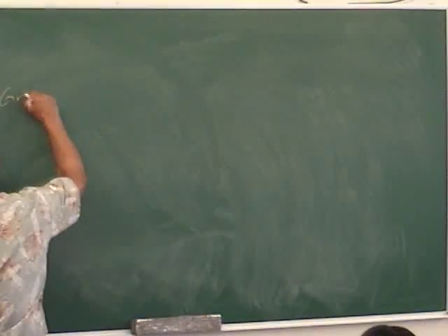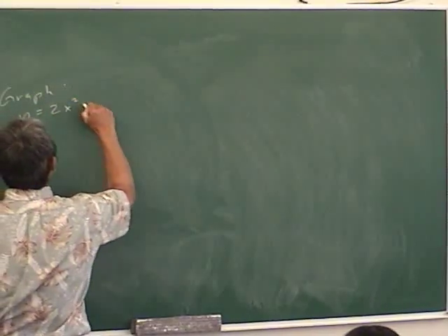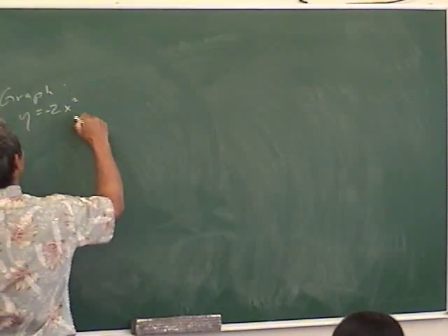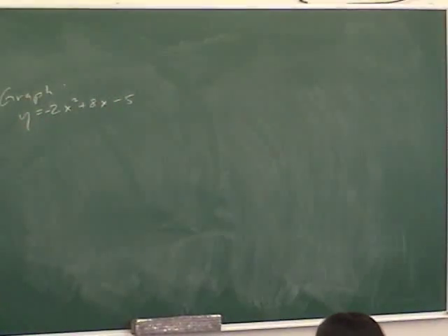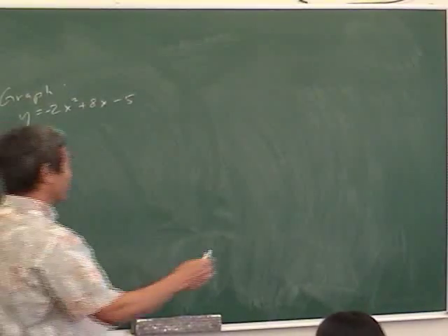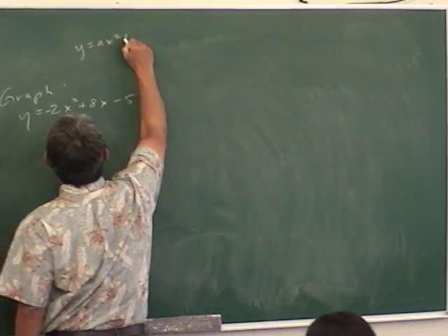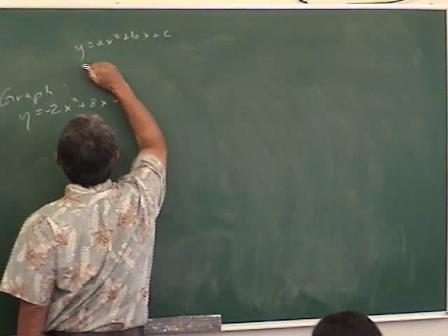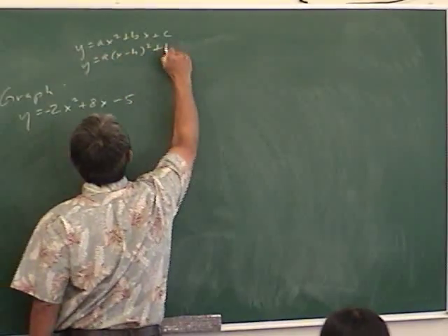What if I tell you to graph, I don't want to make the same one, y equals negative 2x squared plus 8x minus 5. I need to make up something similar to your homework. What's the fastest way of graphing a parabola? Well, first of all, these are the two forms of a parabola, right? y equals ax squared plus bx plus c, or y equals a times x minus h squared plus k, right?